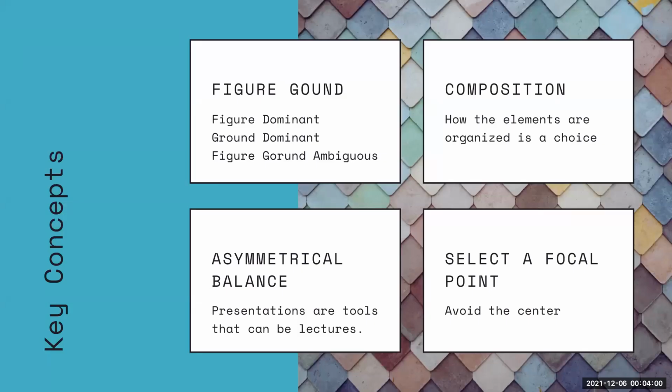So the key concepts that I want you to either reference, remember, or keep in mind as we move on to the assignment is the figure ground relationship, the composition. So composition is important. Design is about choice. So making a choice about how you're going to organize the figures. Let's not forget about asymmetrical balance. And presentations are tools that can be lectures. So there's several presentations within our unit, and you can use any of them to reference concepts of asymmetrical balance.